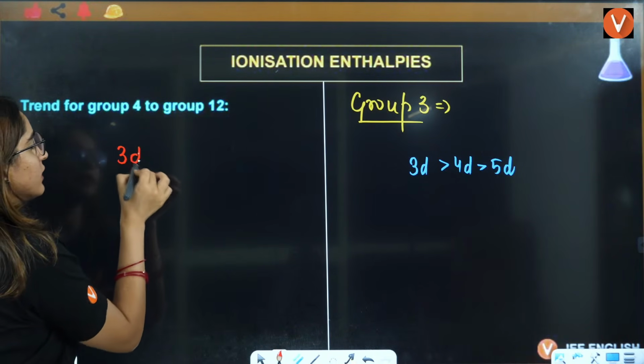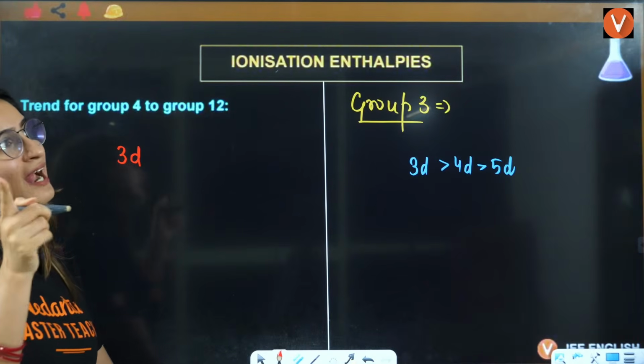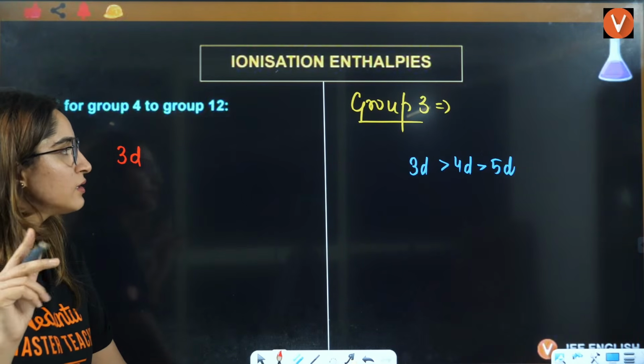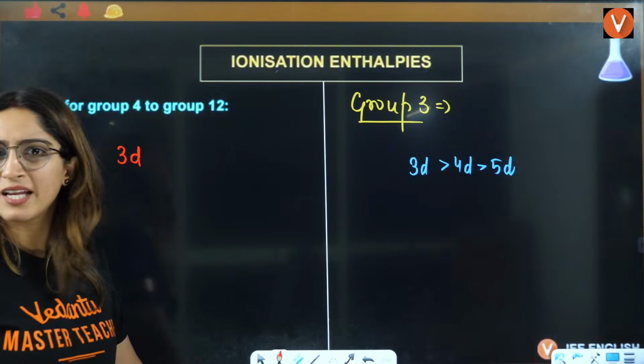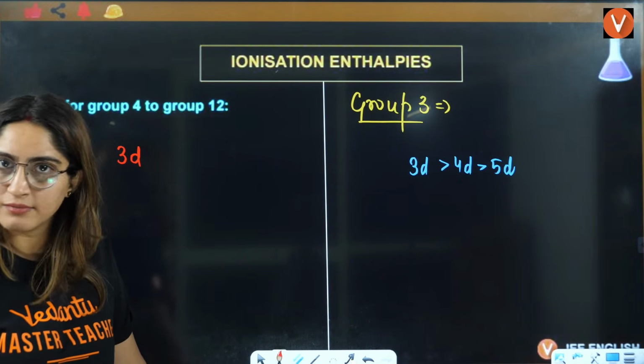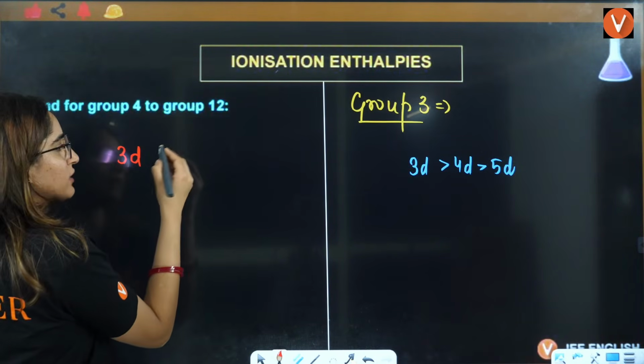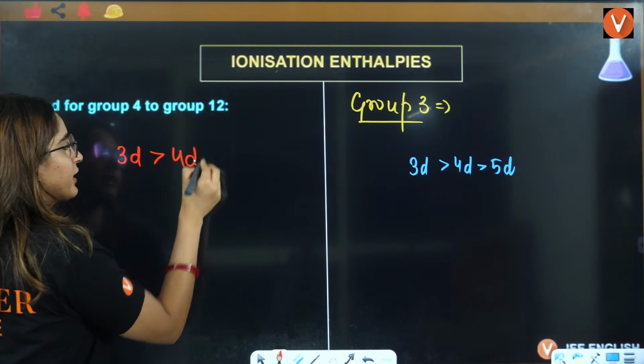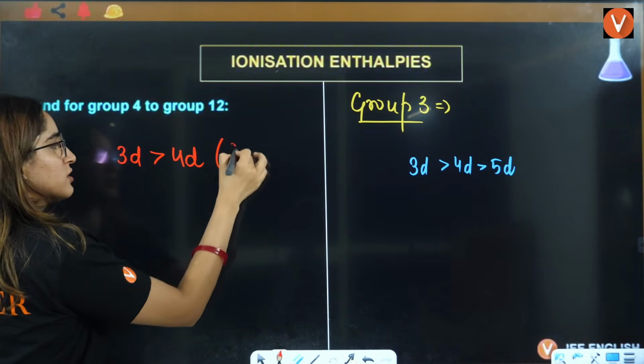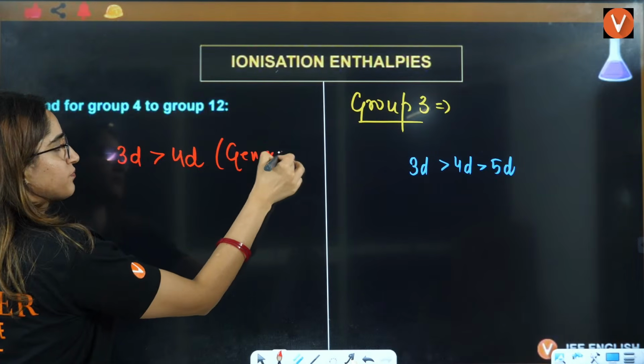This is 3D. If you see 3D and 4D, there is no such difference here. There is no lanthanoid contraction, so it will definitely decrease. Simple, general.